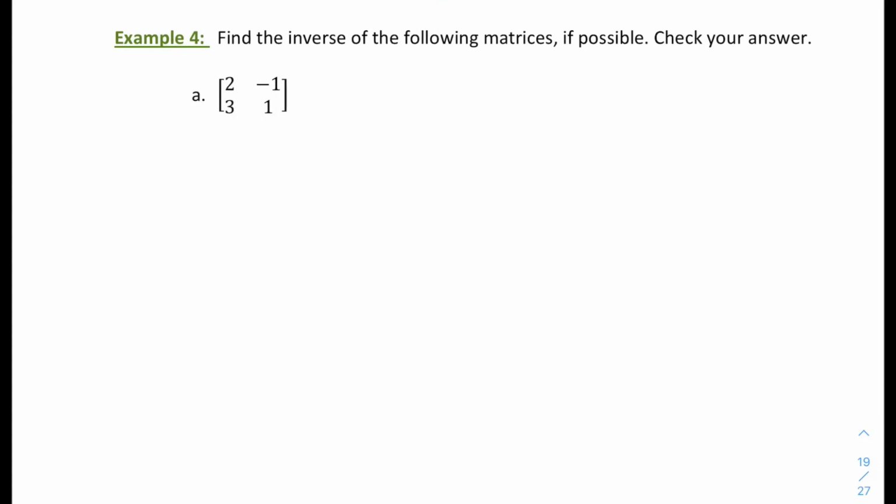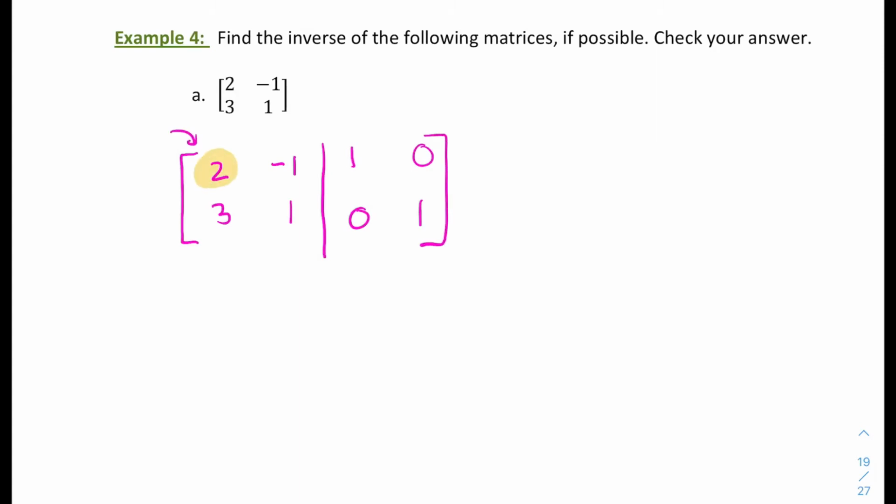So how do you find the inverse of a matrix? Tomorrow we're going to use inverse matrices to solve some systems of equations, but today I'm going to show you how to find the inverse first. So the first thing we do is write your original matrix, and then we're going to augment it with the identity matrix of the same size. So we had a 2 by 2 matrix. I tack the 2 by 2 identity matrix on the side of it.